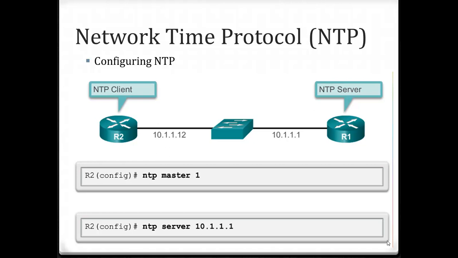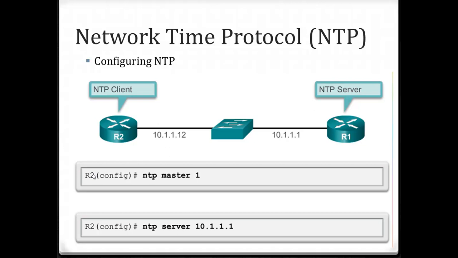In this example here, we are going to set router 1 as the NTP server. And there's a typo here. This should say R1. So R1 in global configuration is going to do ntp master 1. That's setting it up as the master NTP server, and any devices could sync their time against that server.